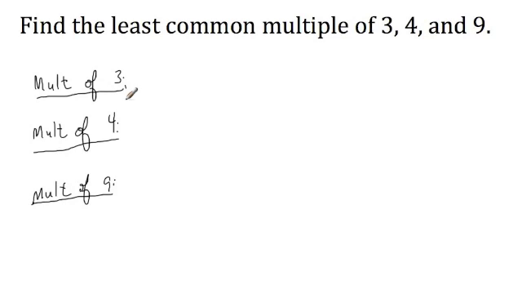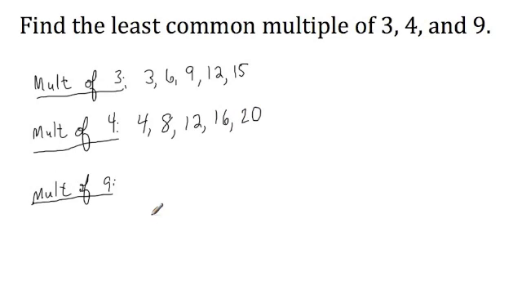We're going to do this in the exact same way. 3 times 1, 3 times 2, 3 times 3, 3 times 4, 3 times 5. And we can go ahead and list the first 5 of each of these to start with. So we can do 4 times 1, 4 times 2, 4 times 3, 4 times 4, and 4 times 5. And 9 times 1, 9 times 2, 9 times 3, 9 times 4, and 9 times 5.